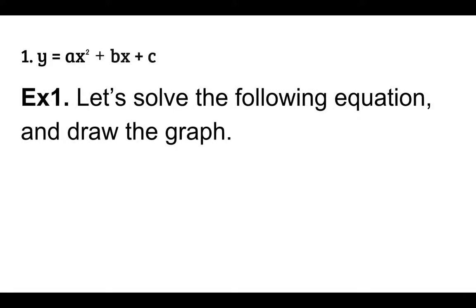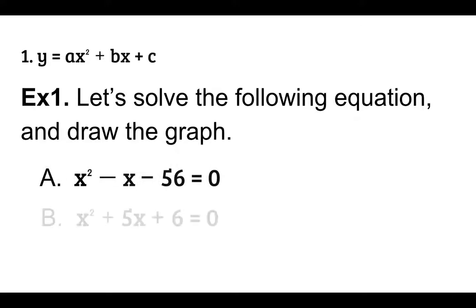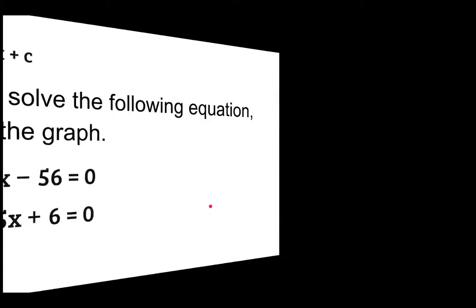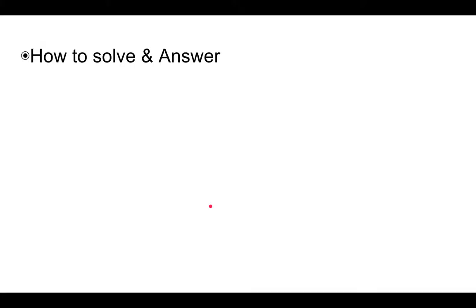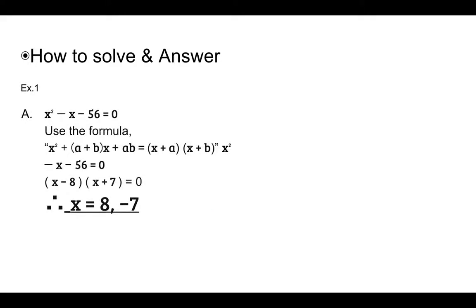So example 1. Let's solve the following equations and draw the graph. Please solve the 2 equations. So how to solve and answer? So A. You should use a formula, this formula. So we can get x squared minus x minus 56 equals 0.